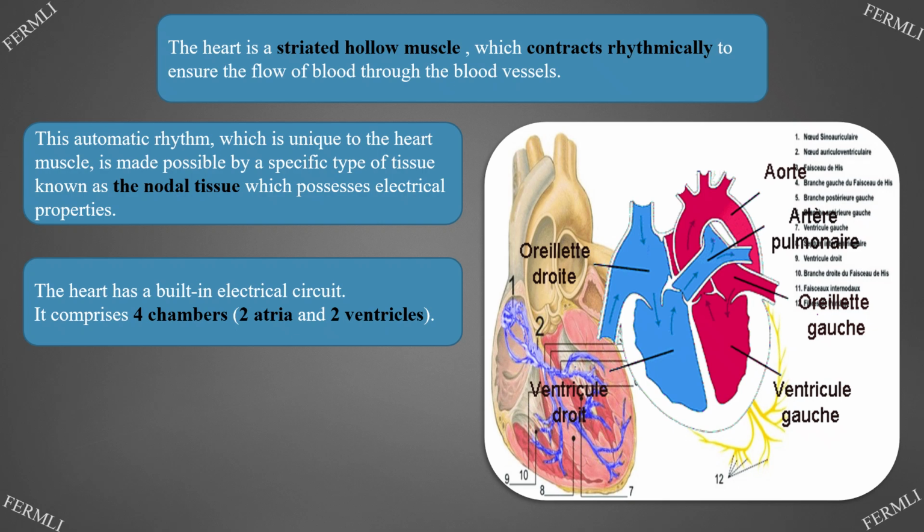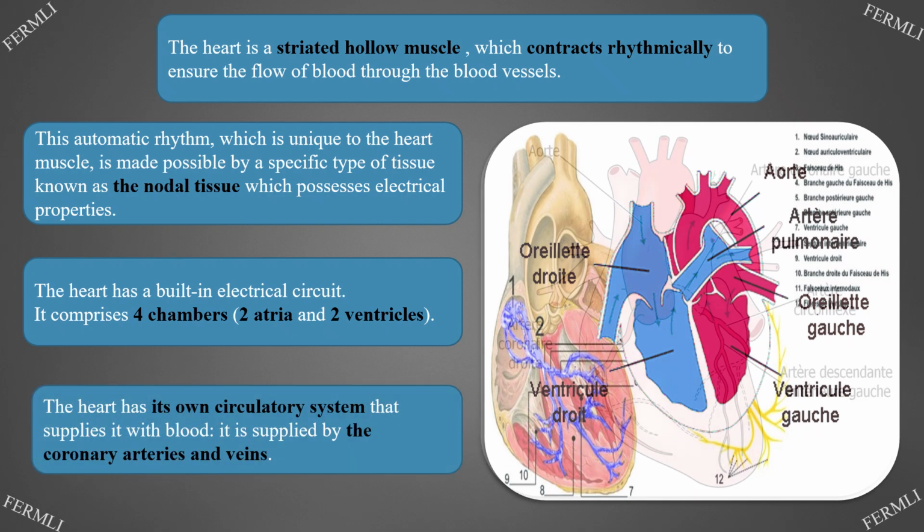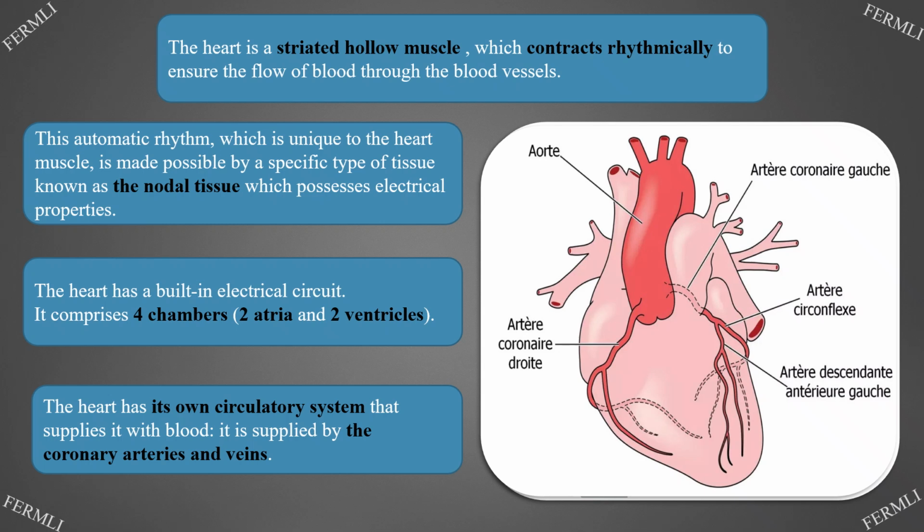It comprises 4 chambers, 2 atria and 2 ventricles. The heart has its own circulatory system that supplies it with blood. It is supplied by the coronary arteries and veins.